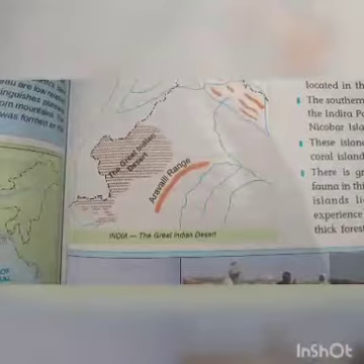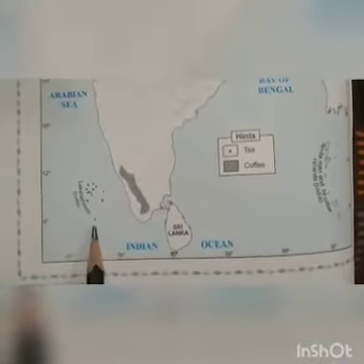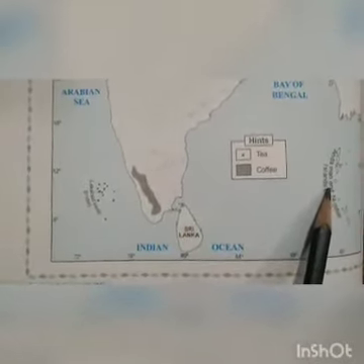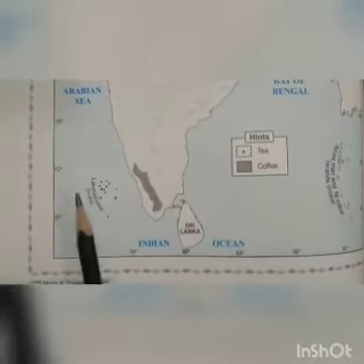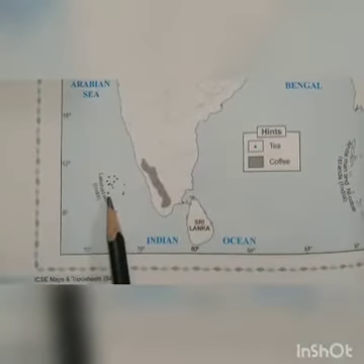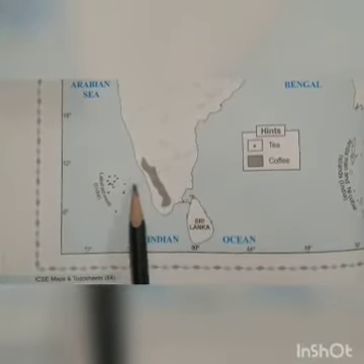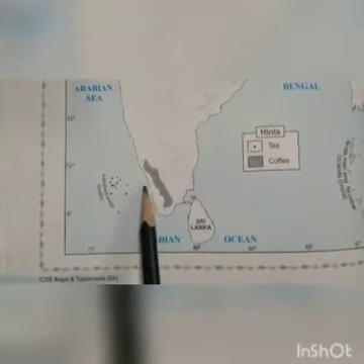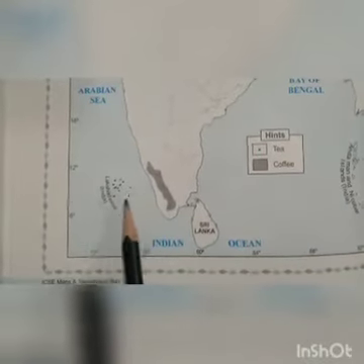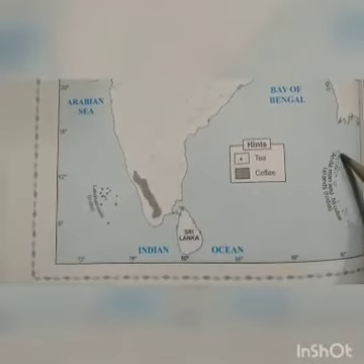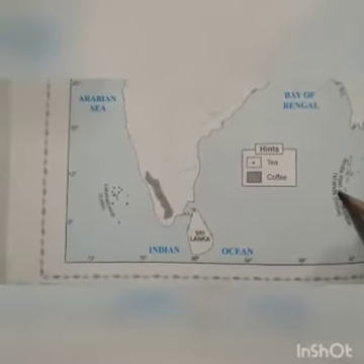Now come to the island groups. Let's talk about the two island groups of India, that is Lakshadweep Island and Andaman Nicobar Island. Lakshadweep is located about 300 kilometers west of the coast of Kerala, right? Kerala is here. So Lakshadweep is 300 kilometers away from Kerala, and it is located in the Arabian Sea. This is the Arabian Sea, and Andaman Nicobar is located in the Bay of Bengal, right?